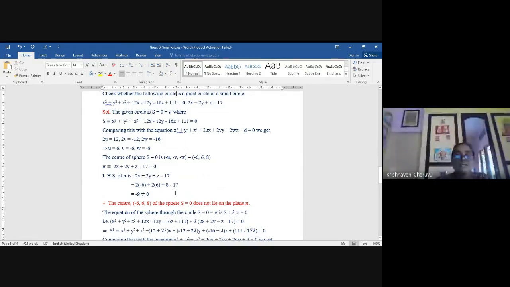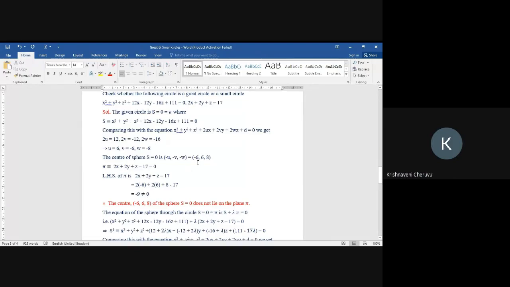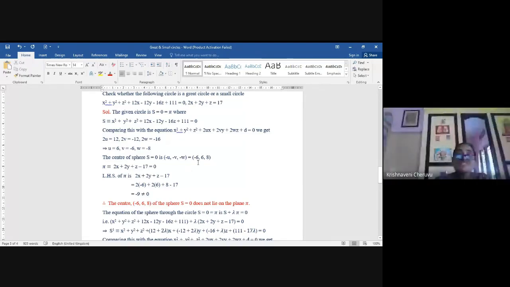So here minus 12 plus 12 is 0. 8 minus 17 is minus 9, which is different from 0, which is not equal to 0. This means the center of the sphere is not satisfying the equation of the plane.